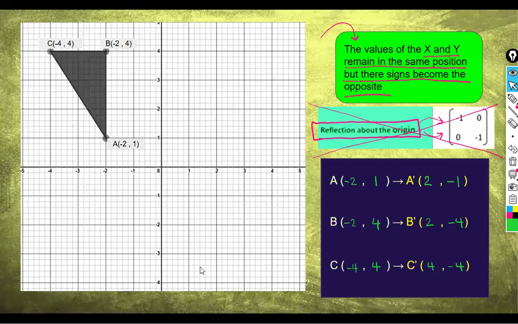So I believe most people got this one correct. You can also get it correct by multiplying each point by the special matrix, but let's bypass that today. The first point is 2, -1. The next point is 2, -4. That's B prime. And C prime is 4, -4.